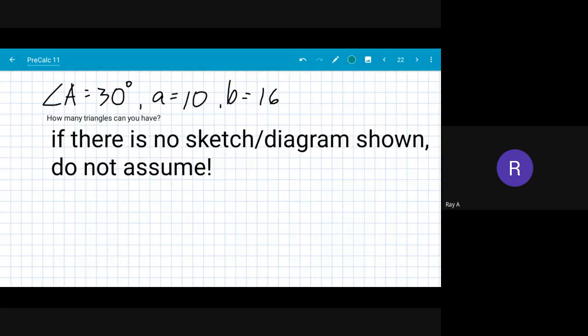Now, if I did not show you those diagrams prior, I don't know if you would be able to figure out that there are two. Now, if there's no sketch or diagrams shown, do not assume. Do not assume there is one triangle. Do not assume there are two triangles. In fact, there are times when there will be no triangle at all. Okay? All right. So let's take a look at this.